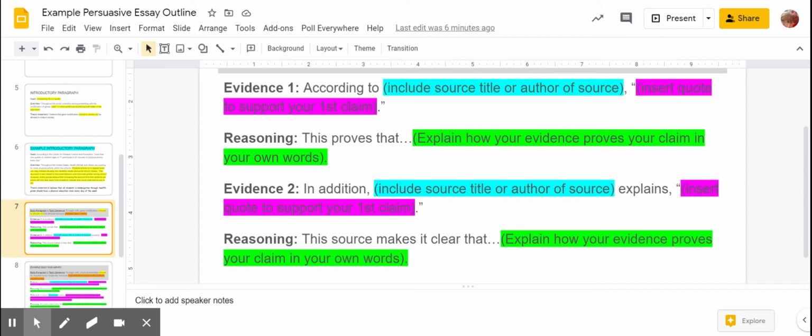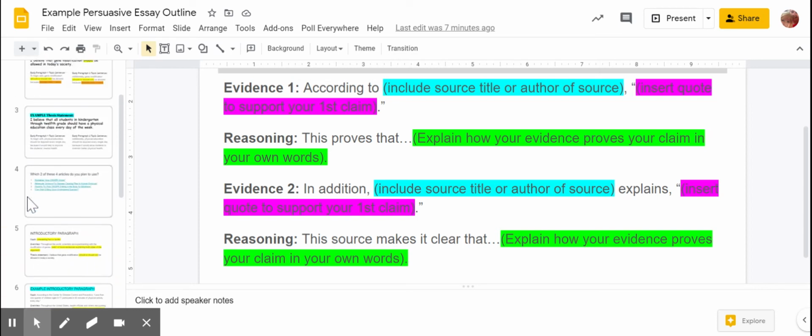Okay? Now, I set it up for you to put in a direct quote. And basically, you need to just go in and take exactly what they said and make it fit in here. You don't have to. You can paraphrase it and put it in your own words. I'm totally fine with that. So the evidence 1 and evidence 2 are pretty easy. So it says according to, and then you put the source title or the author of the source.